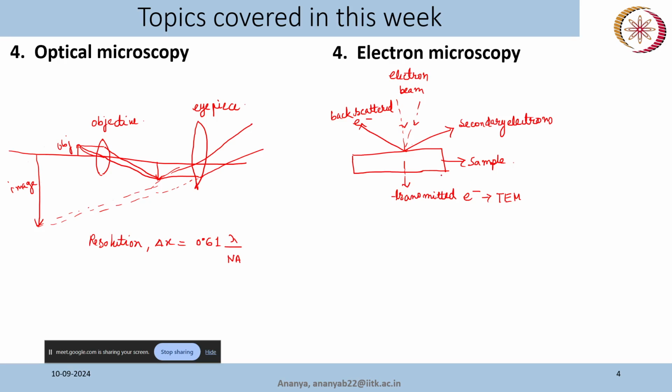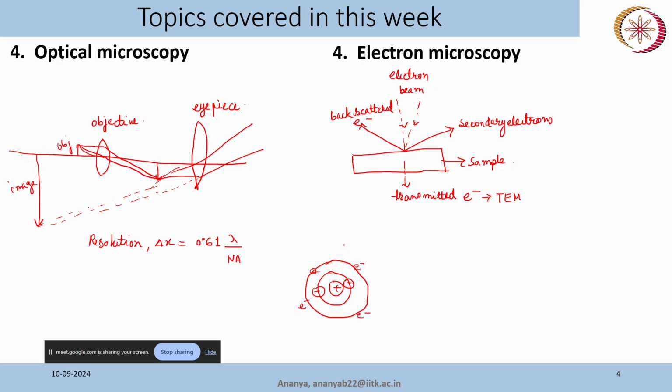So what are secondary electrons and what are backscattered electrons? You know that in our sample there will be atoms. Say this is one atom, this is the nucleus, electrons here, there will be outer layers. Say there are a few electrons like this.